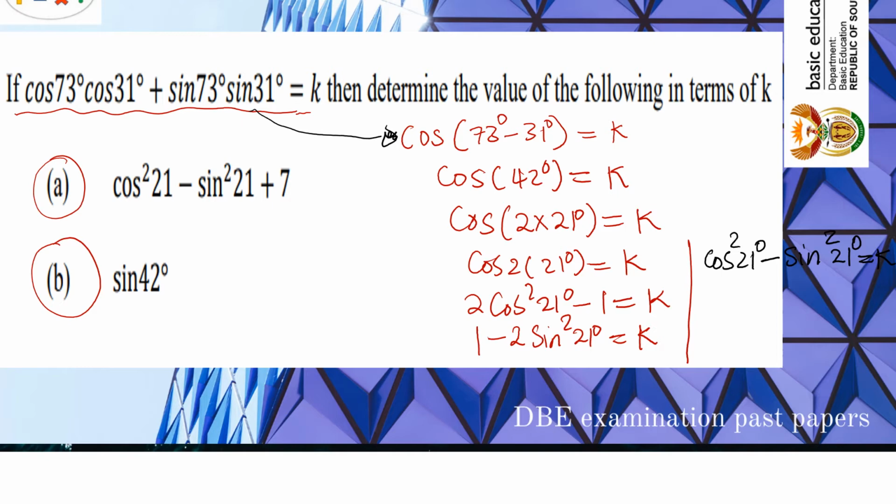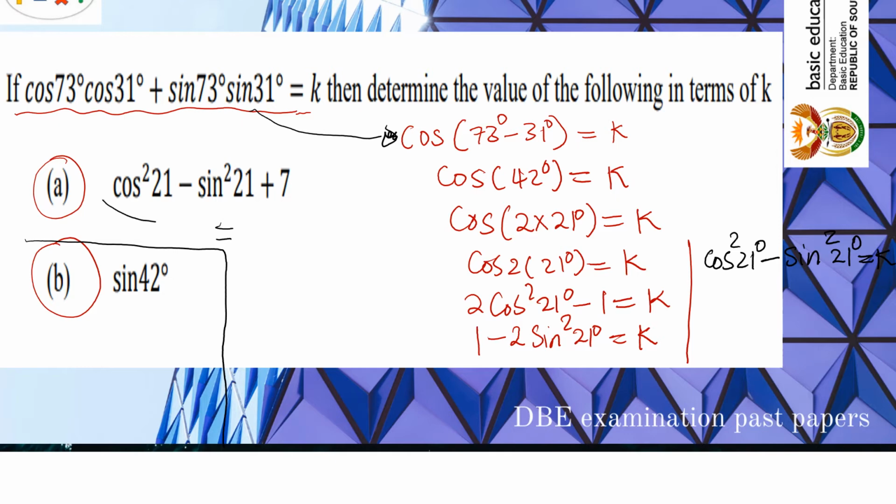Then now we can go to the questions and solve them, right? Okay, let us look at A. It says express the following in terms of k. You are given cos squared 21 degrees minus sine squared 21 plus 7, right? Express it in terms of k.